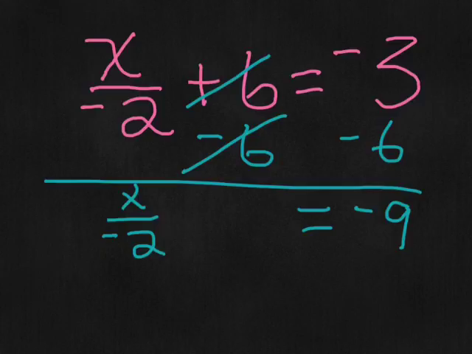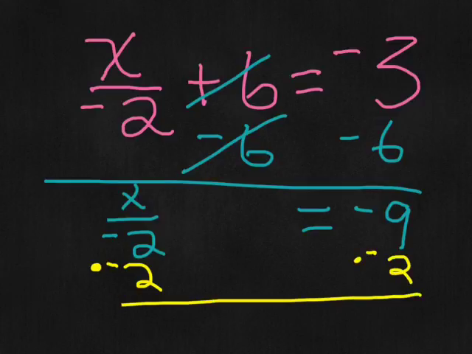I still have x divided by -2. I need to undo divided by -2 by multiplying by -2. When I do something to one side, I have to do it to the other. Again, the whole reason I did it here was to undo divided by -2, which I did. Now I'm just left with x.